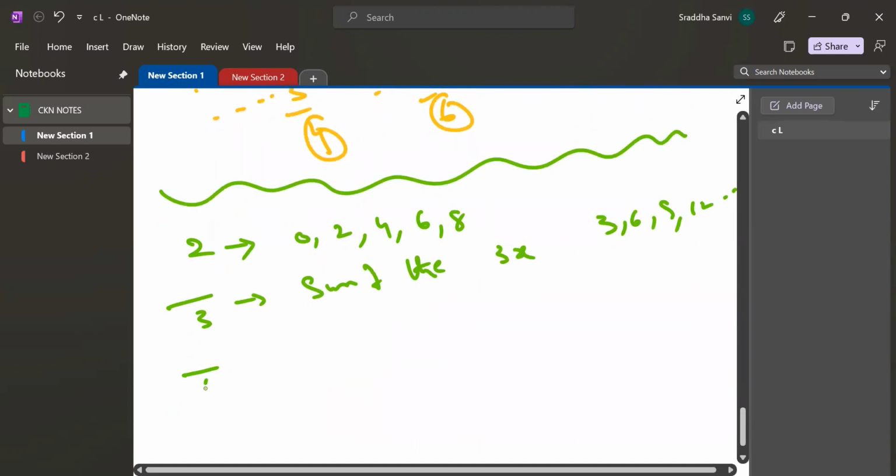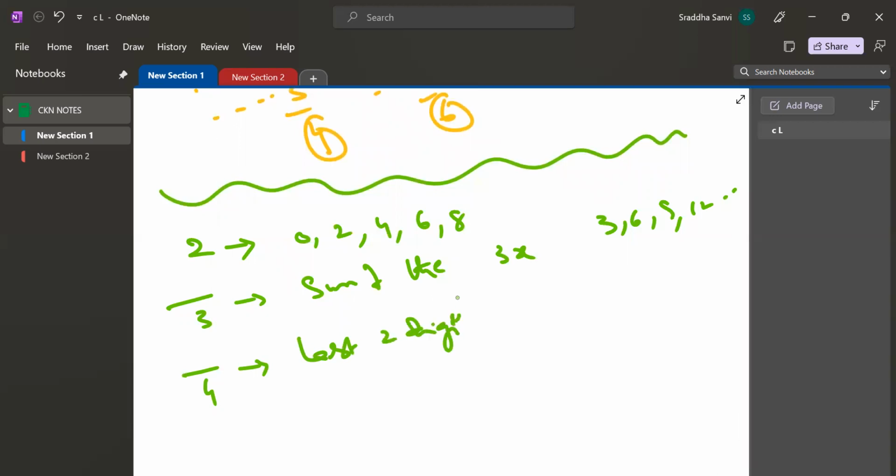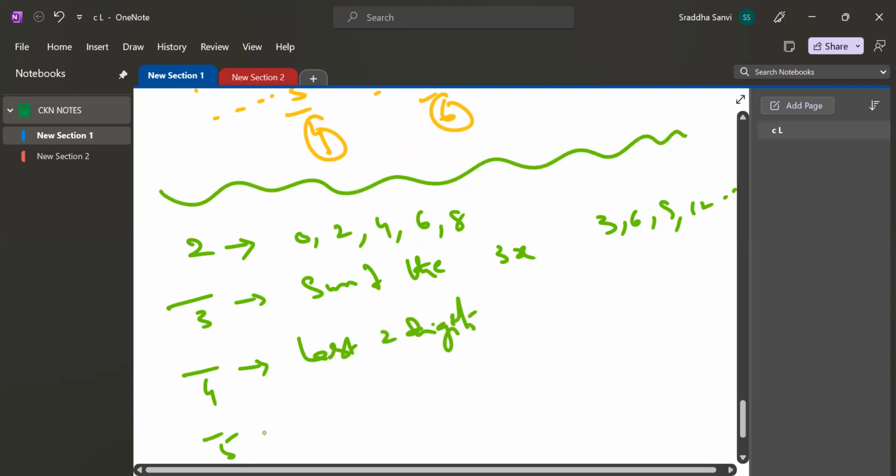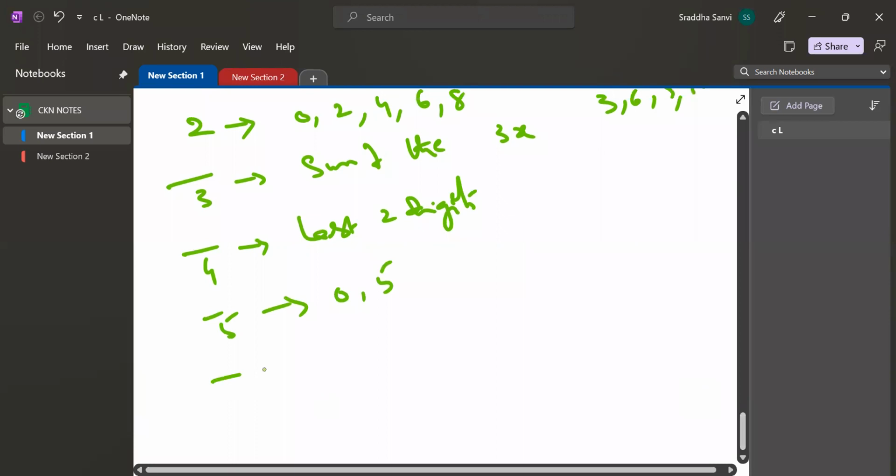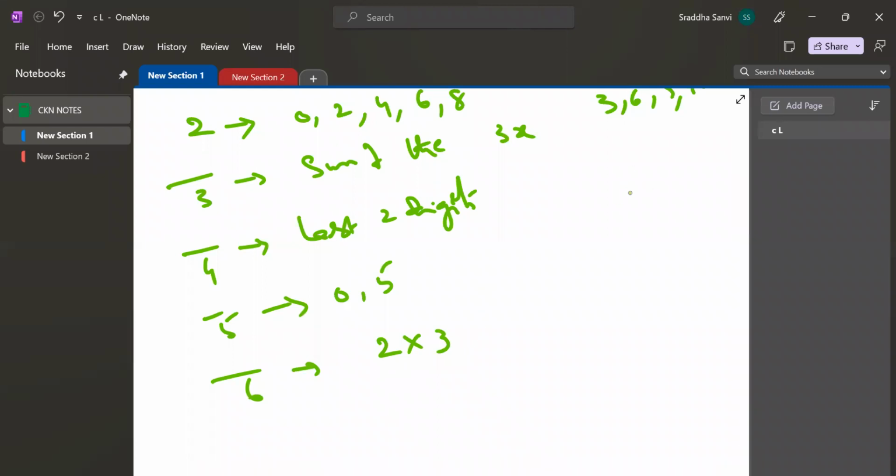I want to divide a number by 4. What is the divisibility rule? Last 2 digits have to be divisible by 4. I want to divide a number by 5. What is the divisibility rule? The last digit must be either 0 or 5. I want to divide a number by 6. The number must be divisible by both 2 and 3. Keep 7 separately. In the topic of numbers we will learn.